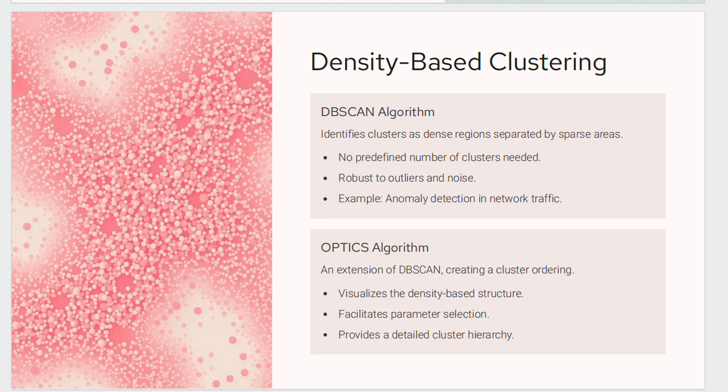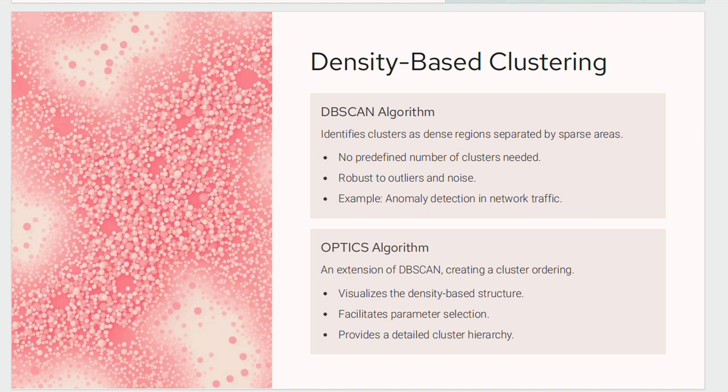Next is density-based clustering. This method finds dense areas in data and groups them together. It is great for detecting clusters of any shape and also finds outliers. It is used in the real world, detecting geographical regions or social media communities. The DBSCAN algorithm identifies clusters as dense regions separated by sparse areas. No predefined number of clusters needed, robust to outliers and noise.